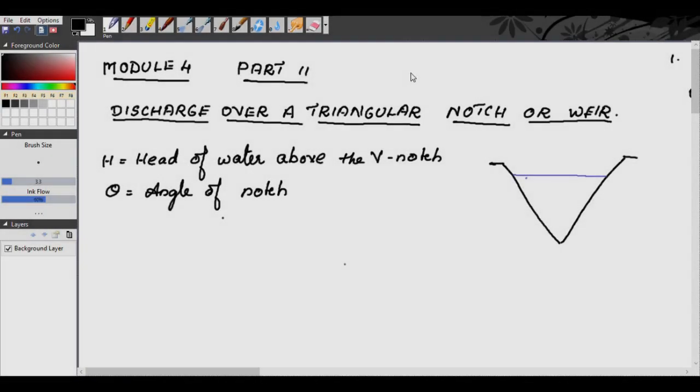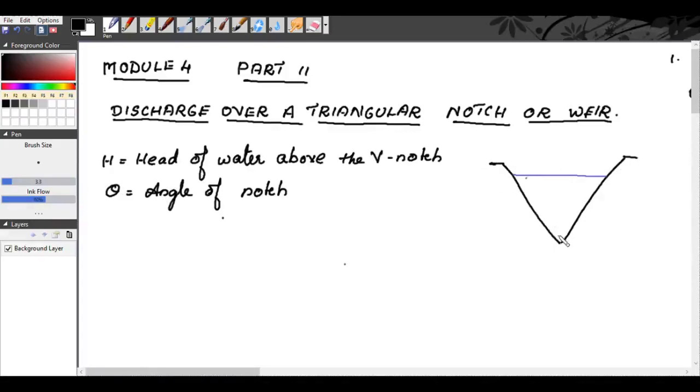Welcome everybody once again. So today let us see what is the discharge over a triangular notch or weir. In the last class we saw discharge over a rectangular notch or weir and we saw problems related to that. So now see here, I am not giving you the derivation, just the important concept. So discharge over a triangular notch or weir.